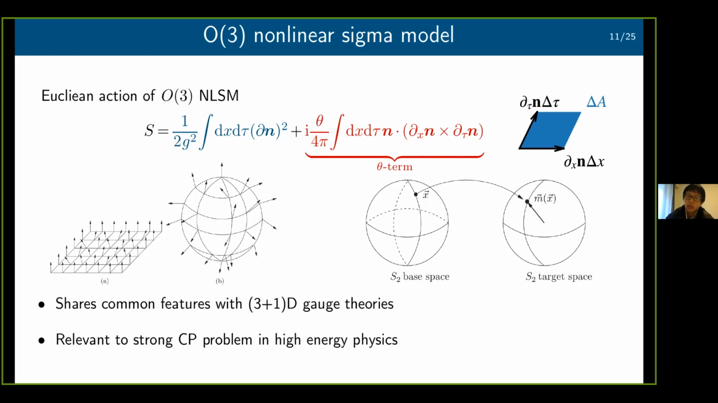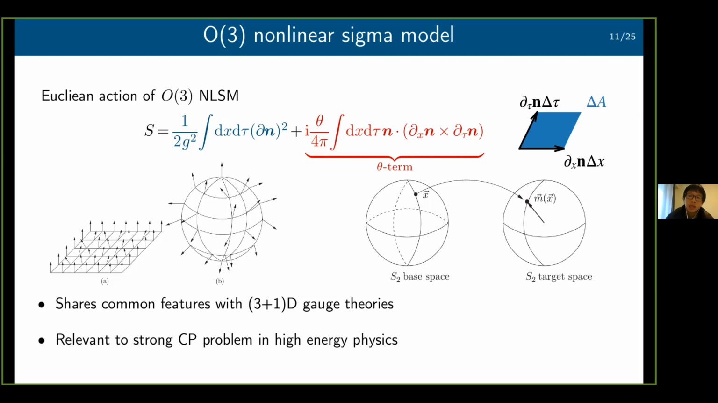The surface contribution comes from the trajectory of this unit vector when you move around the two-dimensional space by tuning your x and tau, and the surface term obtained from this area covered by this trajectory basically gives the contribution in the theta term. And this model became interesting to the high energy community because it shares a lot of common features with 3+1 dimensional gauge theories, and it is also very relevant to the strong CP problem in high energy physics.